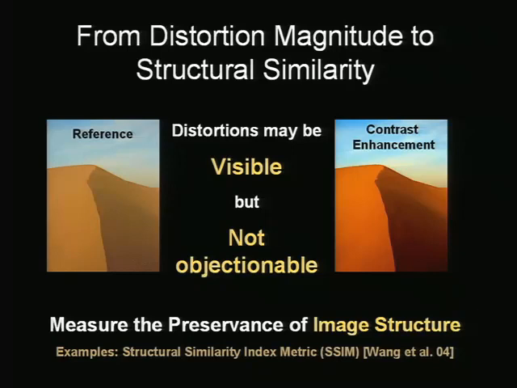But a visible difference between the reference and test images does not necessarily indicate a degradation in quality. We can capture this fact by detecting distortions in image structure. In this context, an operation like contrast enhancement does not degrade image quality because it does not alter image structure. Whereas, for example, adding random noise does change image structure by introducing new details to the image, and therefore degrades image quality.